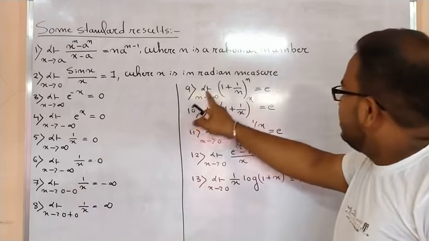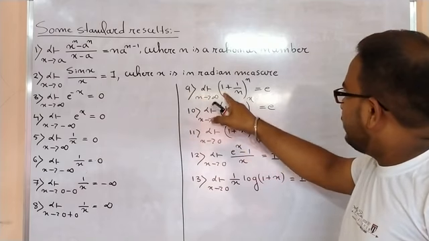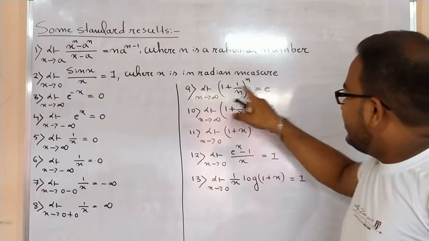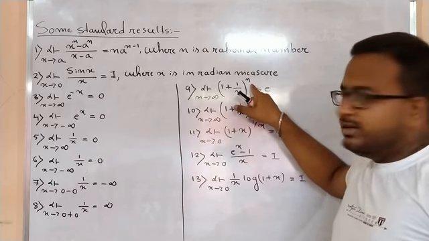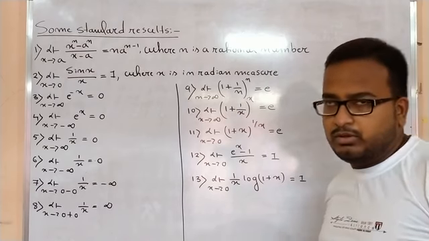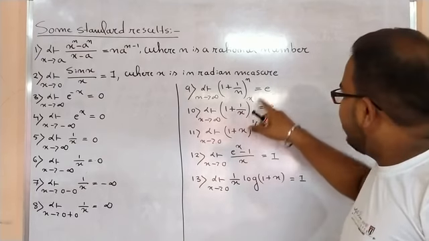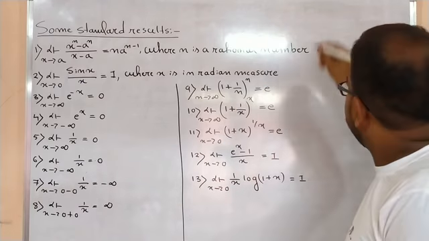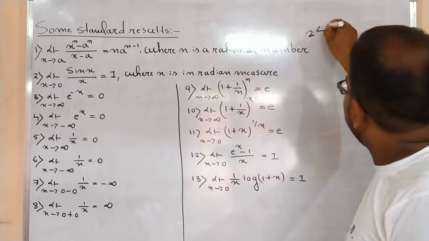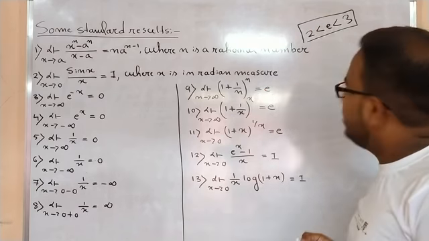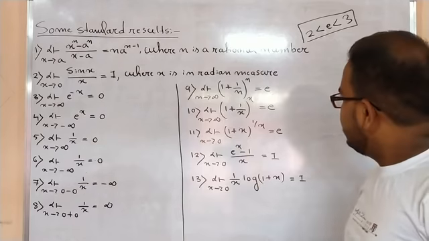Next, number 9, limit n tends to infinity, 1 plus 1 by n whole thing to the power n equals e. Here this n is a natural number and this e is nothing but our exponential. We know, right? Where the value of e lies between 2 and 3, isn't it? We know 2 is less than e is less than 3, right? So this value of e always lies between 2 and 3.